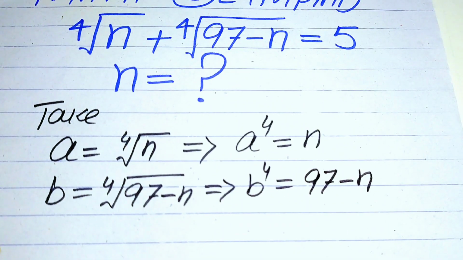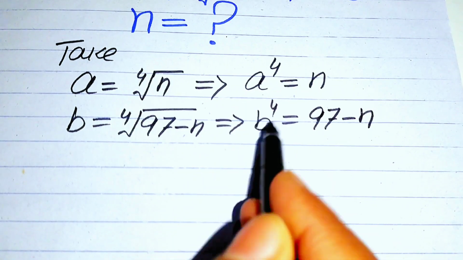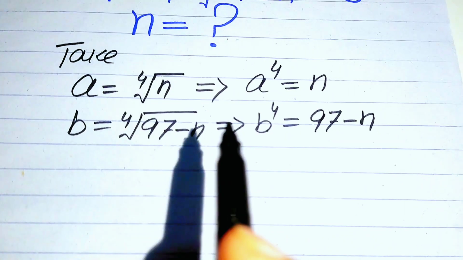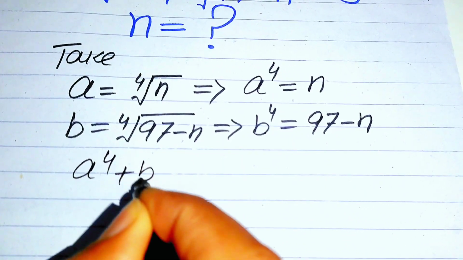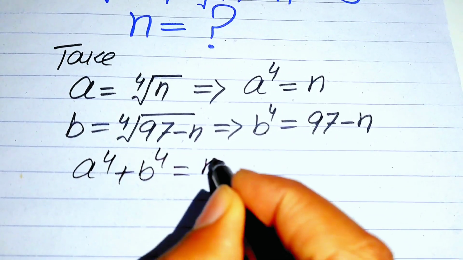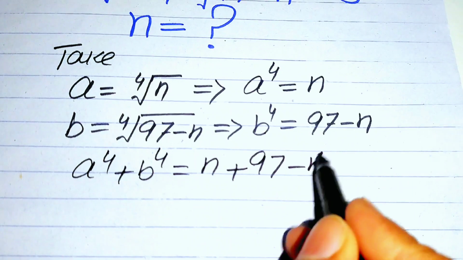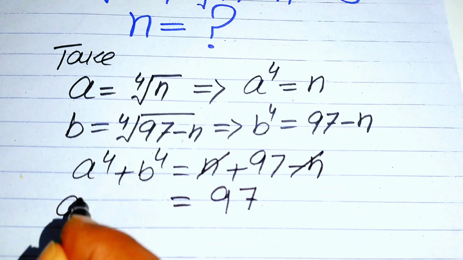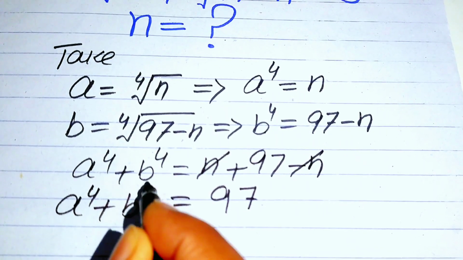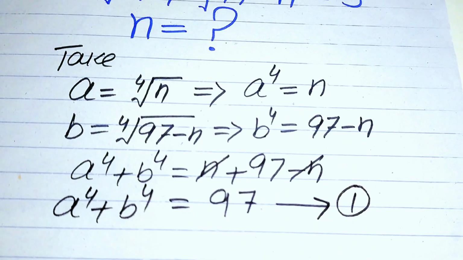So we have the values of a to the power of 4 and b to the power of 4, and when we add these two equations, it becomes a to the power of 4 plus b to the power of 4 equals n plus 97 minus n. And we see that this minus n and plus n cancel each other, and we get 97. So a to the power of 4 plus b to the power of 4 equals 97, and we call this equation number 1.